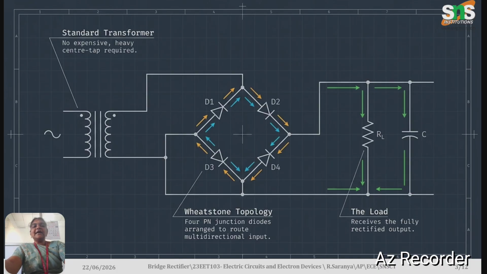In the bridge rectifier, we use a standard transformer, and then we use 4 diodes arranged in the Wheatstone topology, and then we have the load resistance RL and the capacitor. The main purpose of the capacitor we already discussed. It is used for filtering purposes. It makes the output smooth by reducing the noise, etc.